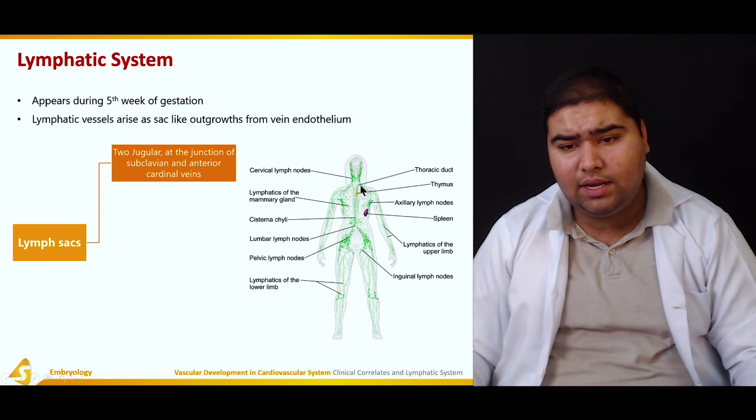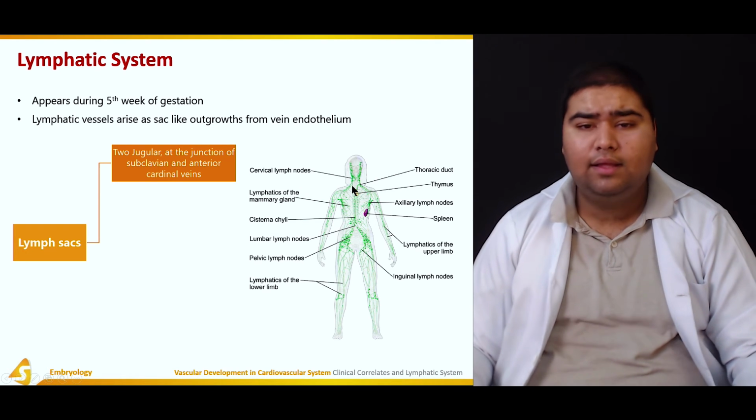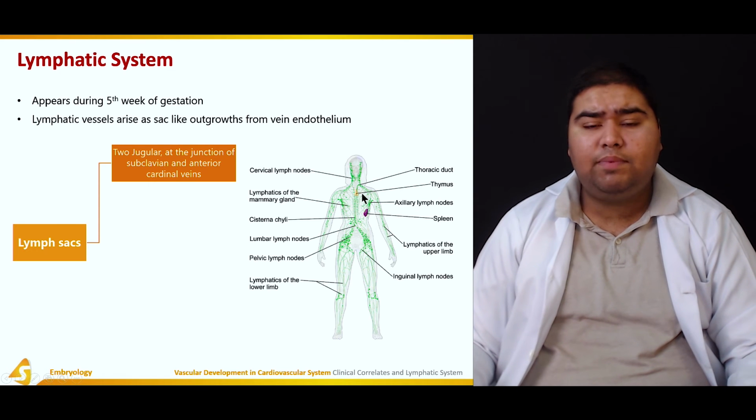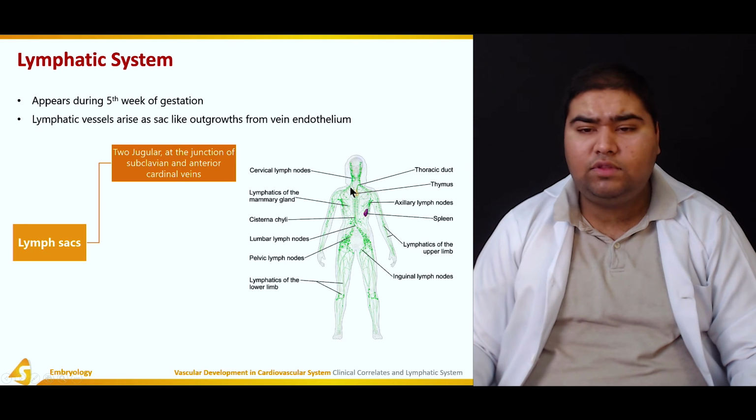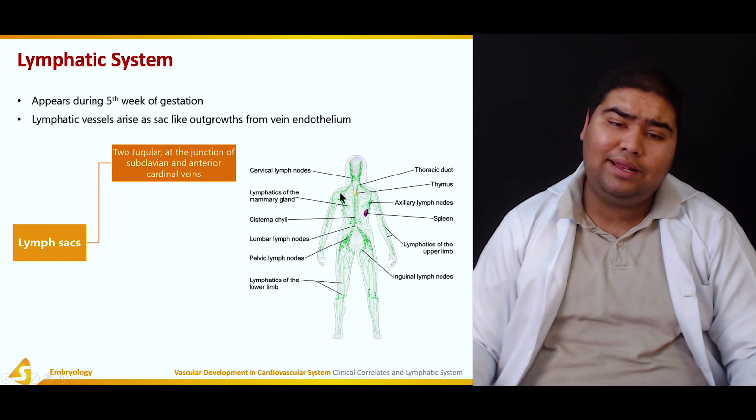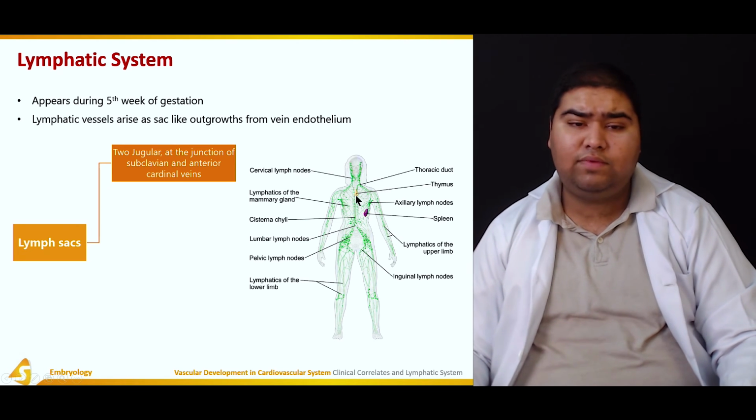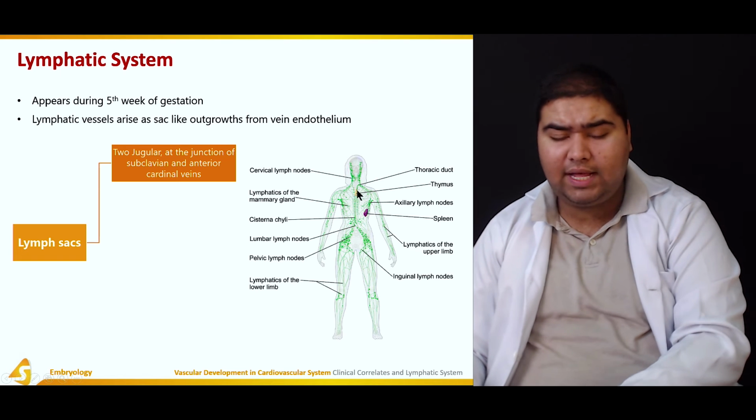This is the jugular region, the region of the neck, at the junction of the subclavian and the anterior cardinal veins. So this is the region of the anterior cardinal vein. This is the region of the subclavian. At the junction of the subclavian and the anterior cardinal vein, we have 2 jugular lymph sacs.